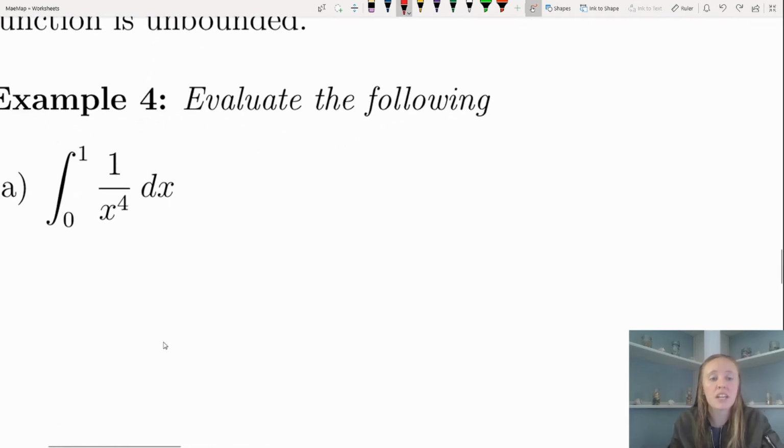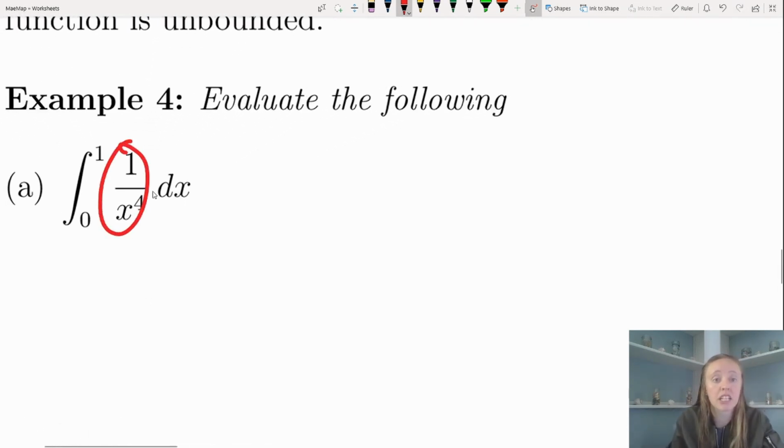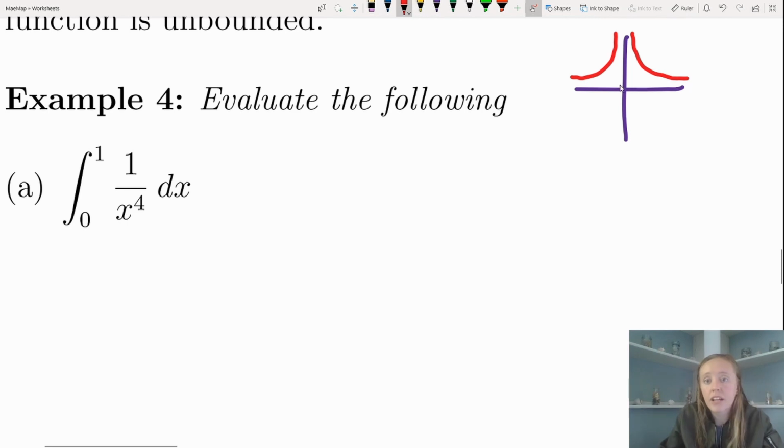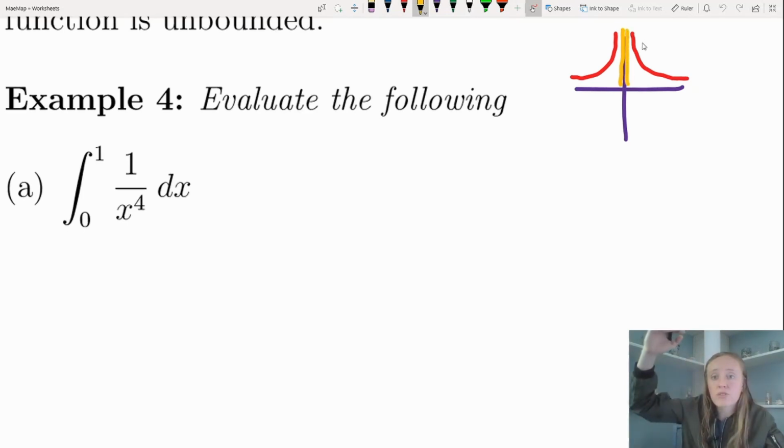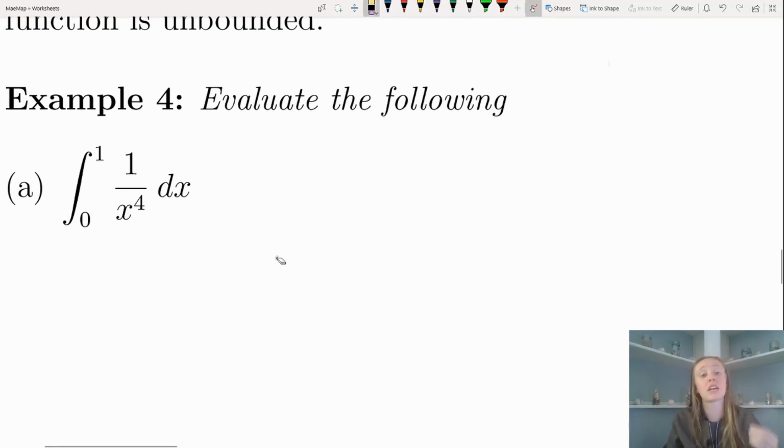What can we not plug into our function, our integrand, 1 over x to the 4th? We can't plug in a 0 because that would be undefined. If you remember from that graph, if I tried to draw my Riemann sum and draw a rectangle at 0, there's going to be no bound to how high I have to draw my rectangle. It's unbounded at 0. So that's another case of an improper integral.